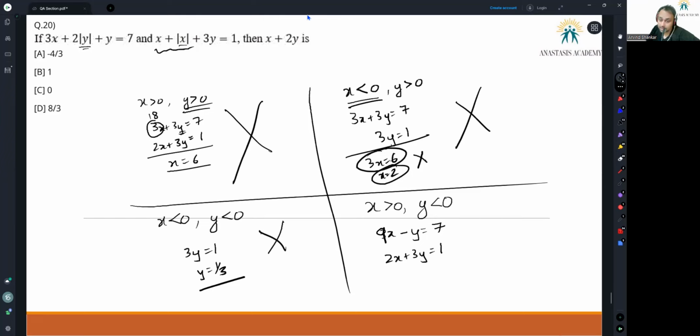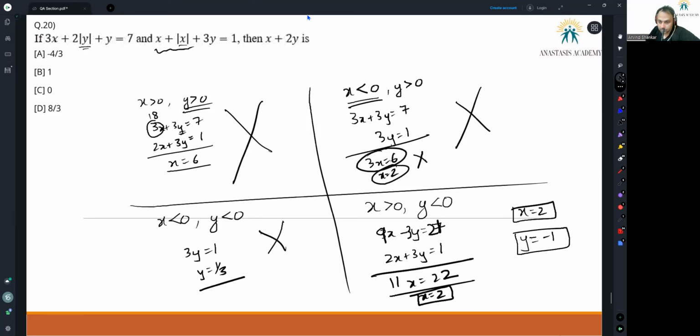So this becomes 9x, this becomes 3y, this becomes 21. Add these two up, I get 11x equal to 22, or x equal to 2. X equal to 2 is fine. And then y will be how much? Y will be equal to -1. 2x is 4. 1 minus 4 gives you -3. 3y is -3, so y is -1.